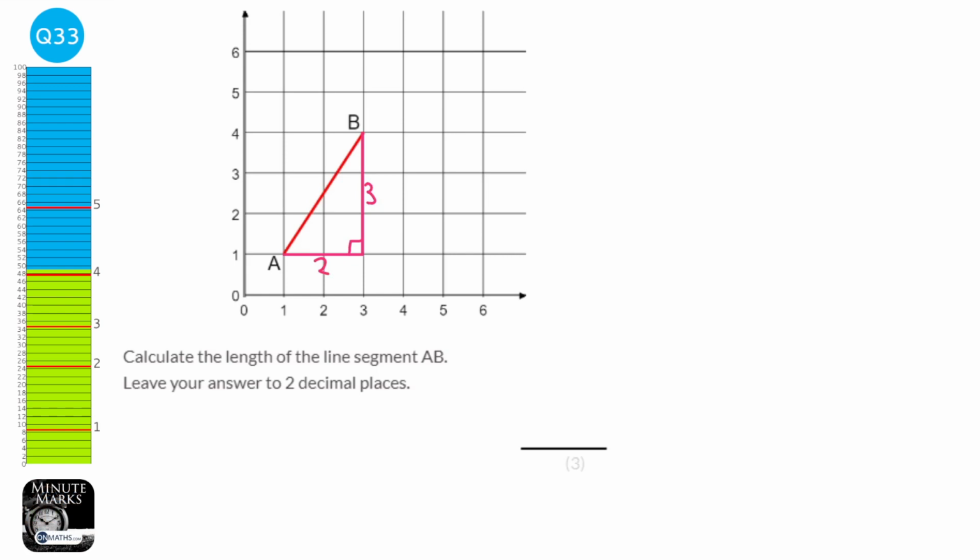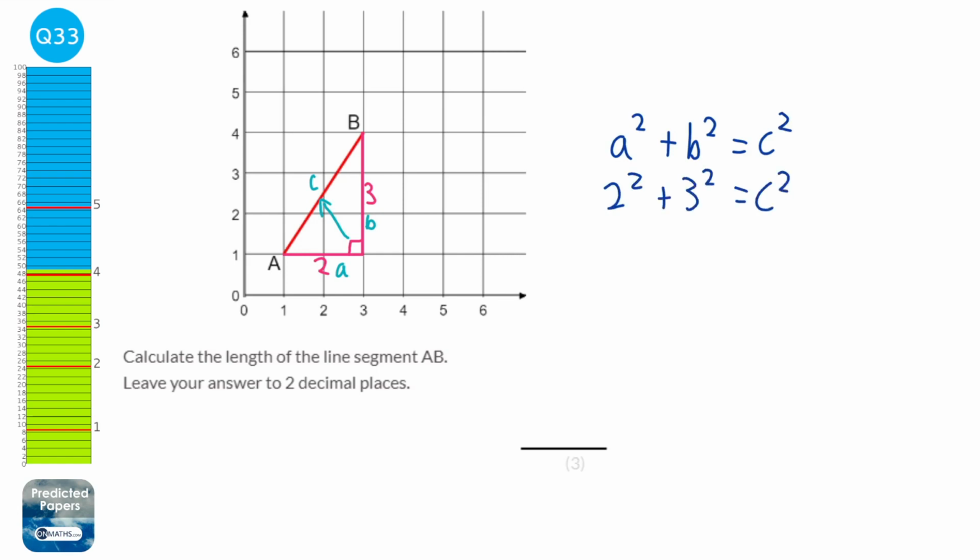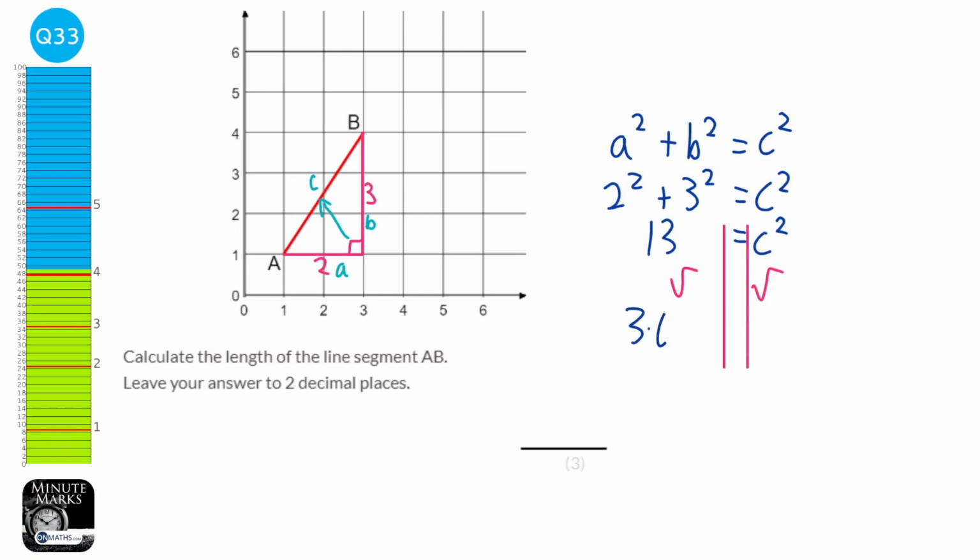And with Pythagoras, we start by labelling the sides A, B and C, where C must be the one that's opposite the right angle. And so we know Pythagoras is a squared plus b squared equals c squared. A is 2, b is 3, and 2 squared plus 3 squared is going to be 13. And then we're just going to solve that by square rooting both sides. So the square root of 13 is 3.605 and so on. And it asks for 2 decimal places, so it's going to be 3.61.